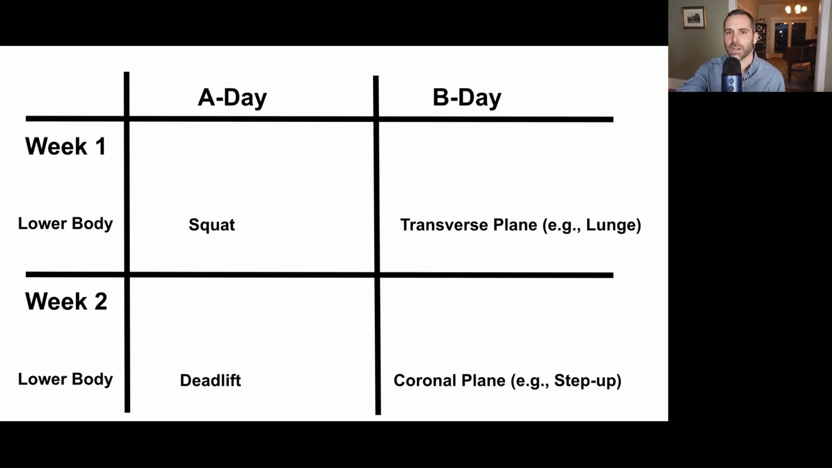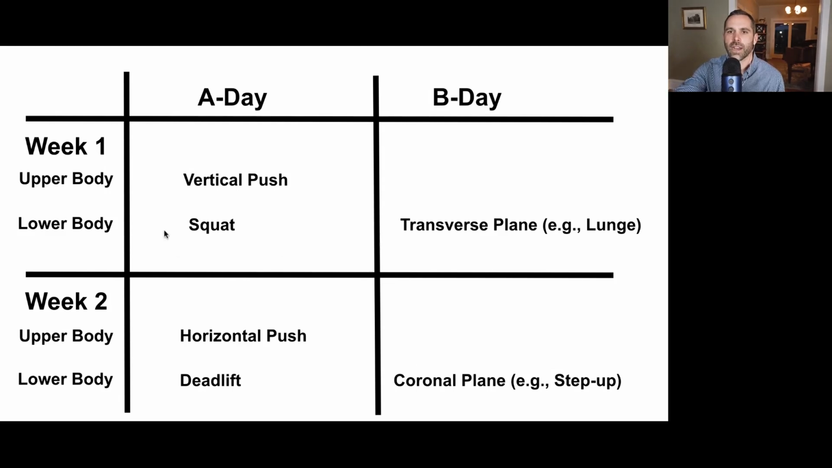Now let's look at the upper body exercises. For alpha days, on our odd weeks, we will always pair a squat with a vertical push. A good example of a vertical push could be a barbell military press or a dumbbell shoulder press. And then on our even weeks, on alpha days, we will always pair a deadlift with some type of horizontal push. So that could be a push-up or a bench press.